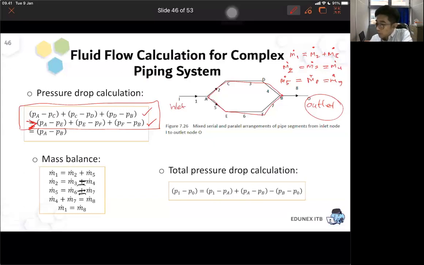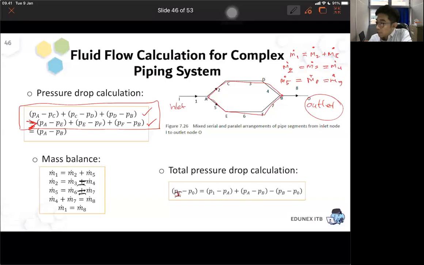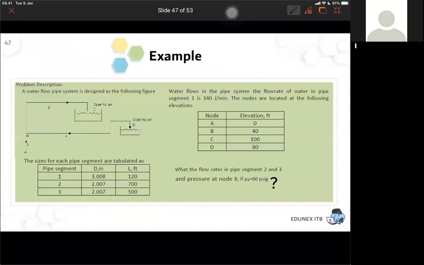Okay, I need to make some correction again. This one: P1 minus PA, PA minus PB, then plus PB minus PO. Okay, any question? Wait. Okay. So far, it's okay, sir.